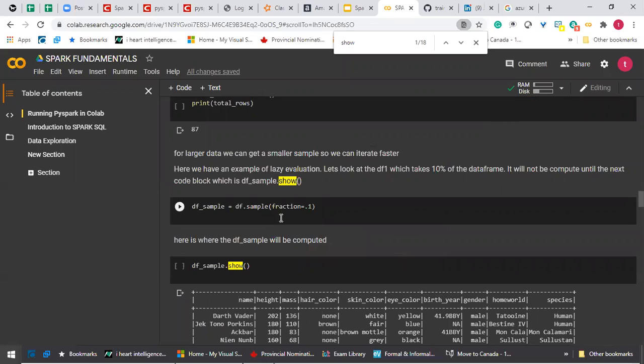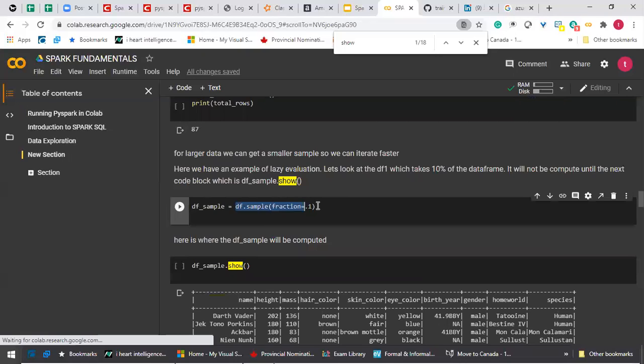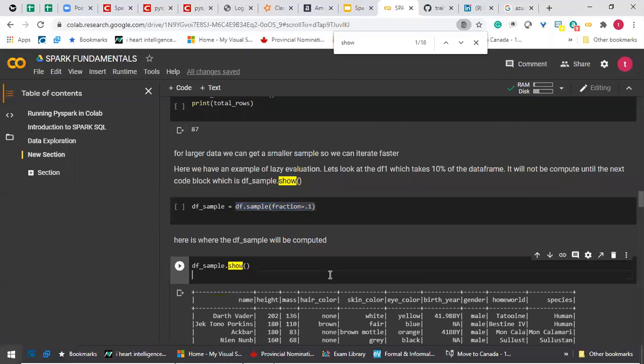When you don't click on show, for example on DataFrame sample, you have to click on show, or make it do an action, before it can show you and compute the column. Here, for example, I just select a fraction of the data, DataFrame sample with fraction 0.1, which means I take 10% of the data frame. It doesn't do anything, it's lazy. It waits until I say show me the data, and then it starts to compute. So it didn't compute in this step, it computes in this step instead.